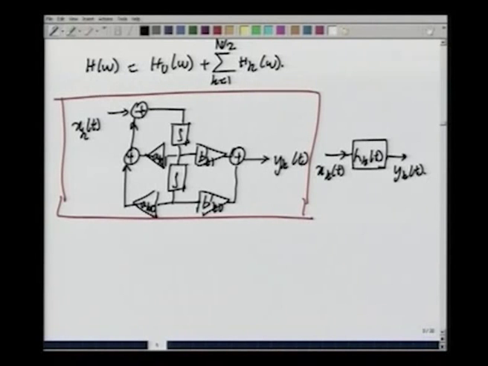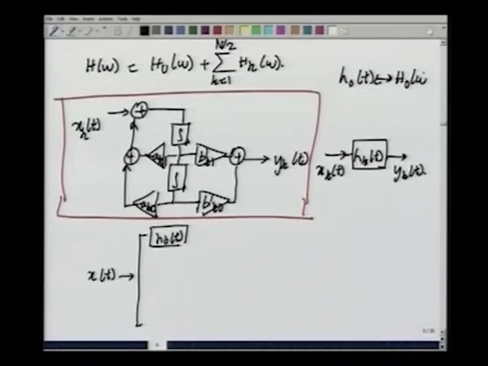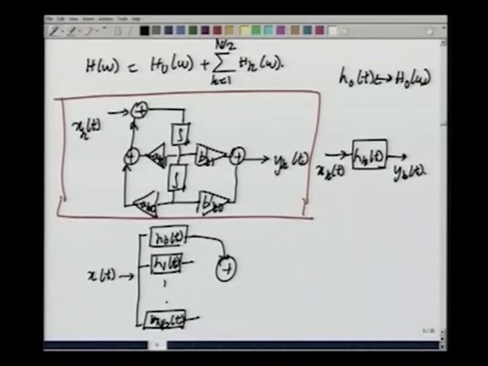Now, how do I put all the blocks together? In the earlier form, we cascaded all of them, but here we have to add all of them. So, we actually do the following. We apply x of t to a kind of distributor, which passes it successively through h0 of t, which is the inverse transform of H0 of omega. Then you will have h1 of t, the inverse transform of H1 of omega, and so on up to h n by 2 of t. All these would have to contribute to a common sum, and the final result would be y of t.